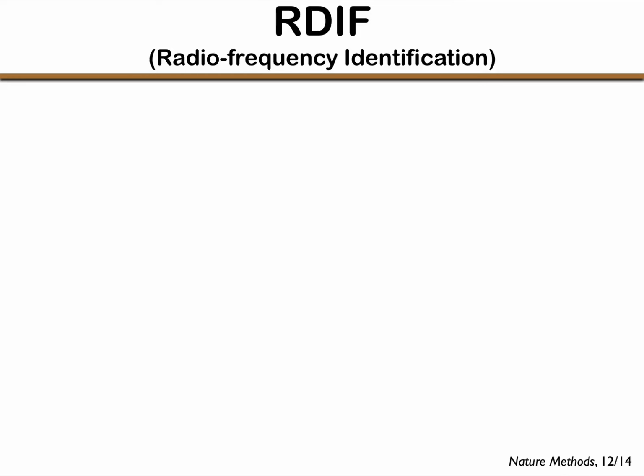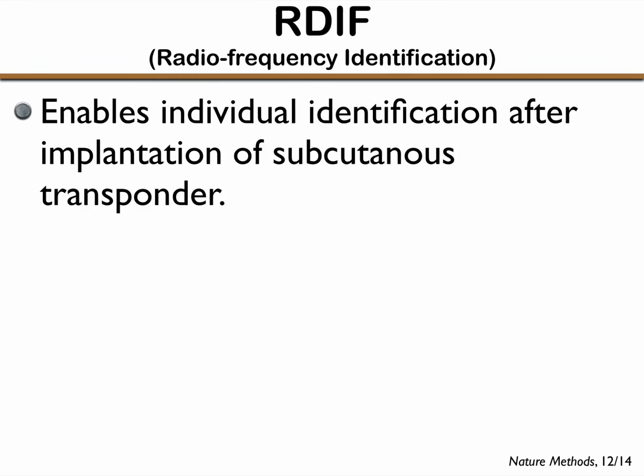Now, something related to robotics is something new called radio frequency identification. This is kind of interesting because it enables individual identification after you implant animals with subcutaneous transponders to identify each individual in, say, a huge colony, and then you can go ahead and track them as individuals. But they typically stay within the colony depending on the species, and in fact this work was done with king penguins.